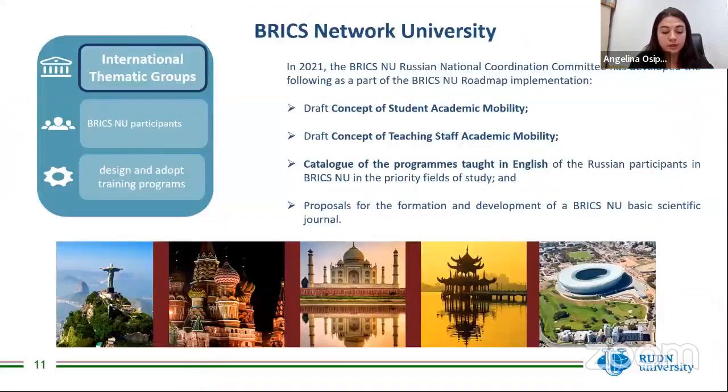Also, I want to say that in 2022, the Russian National Coordination Committee has done a great deal of work under the implementation of BRICS Network University Roadmap. So the following documents have been developed: draft concept of students' academic mobility, teaching staff academic mobility, catalog of the programs taught in English, and proposals for the formation and development of BRICS scientific journal.